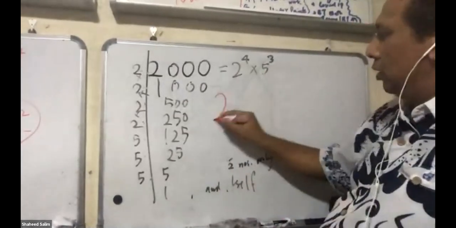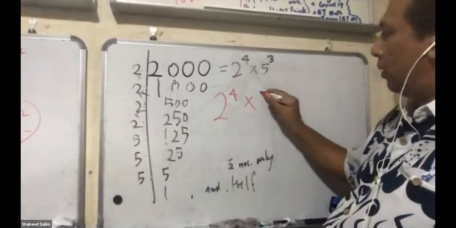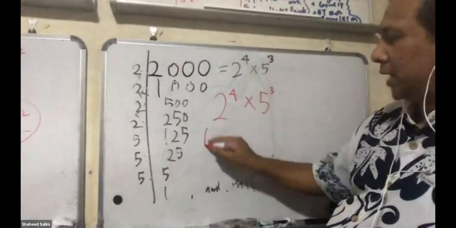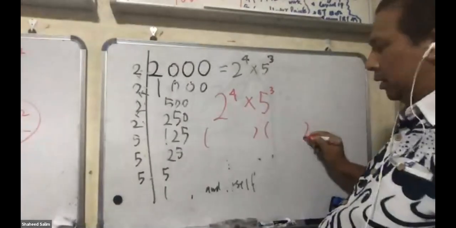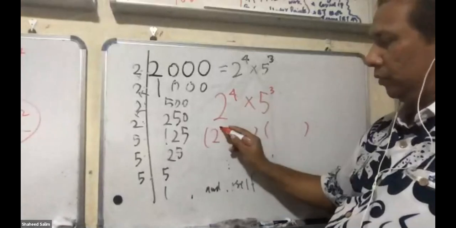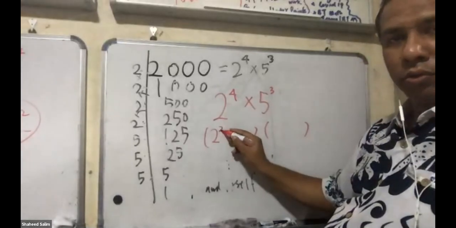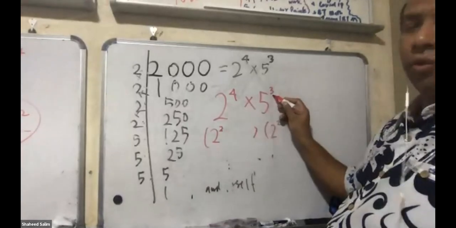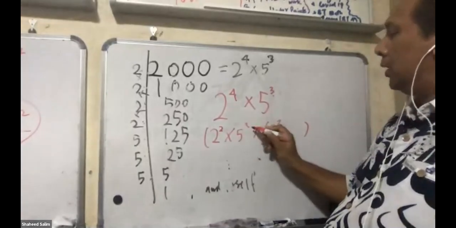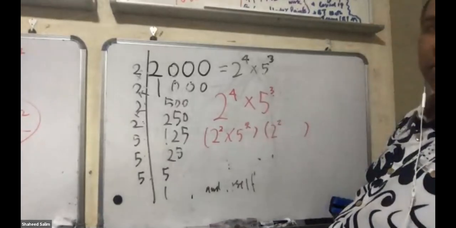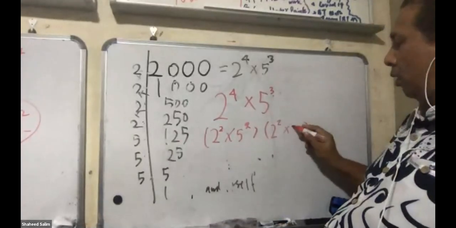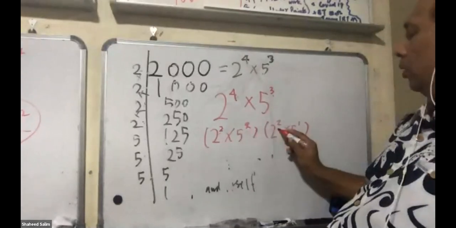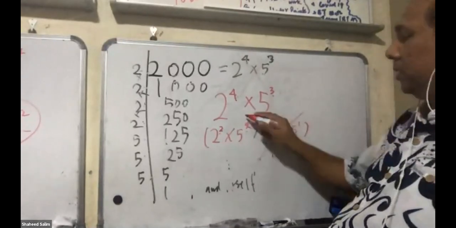Okay, I look at 2 to the power of 4 times 5 to the power of 3. Now, can this be divided into 2 equal groups? Can or not? 2 to the power of 2, can. But this one cannot. If I put 5 to the power of 2, down here there's only left with 5 to the power of 1. This one is not the same number. 2 to the power of 2 times 5 to the power of 2, and 2 to the power of 2 times 5 to the power of 1. This is not the same. It cannot be a square rooted.